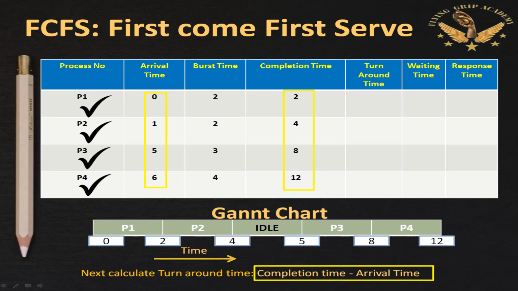So now 2 minus 0 which is 2, 4 minus 1 which is 3, 8 minus 5 which is 3, 12 minus 6 which is 6. So finally we have calculated the turnaround time. So next we need to calculate the waiting time.